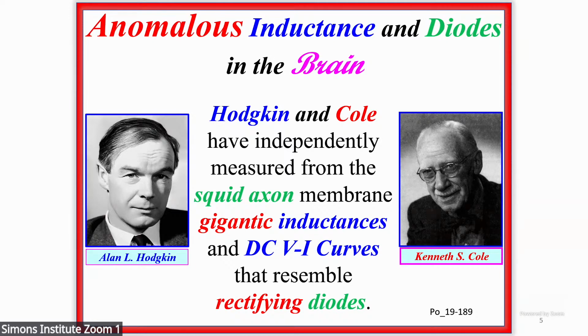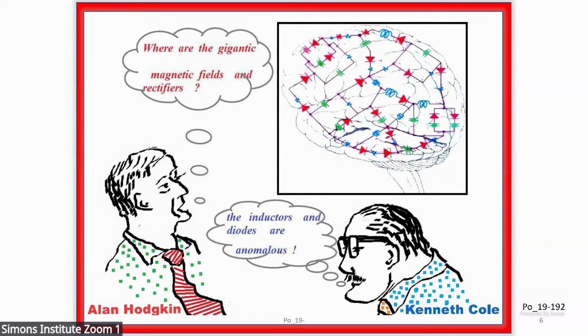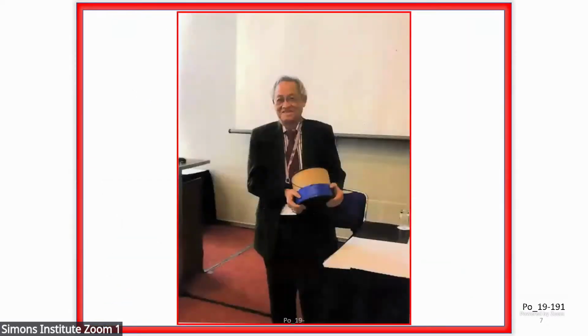Now, when you say gigantic inductances, that means they actually measured them, and it's something like 0.5, even 1 Henry. And just to get a feeling for what 1 Henry is, this is a caricature of the brain, and if indeed they are huge inductors, you ought to be seeing magnetic fields everywhere. But Hodgkin and Huxley asked, where are the gigantic magnetic fields and the rectifiers? I'm carrying a 1 Henry inductor just to show you. Just imagine our brain carrying tons of these things.